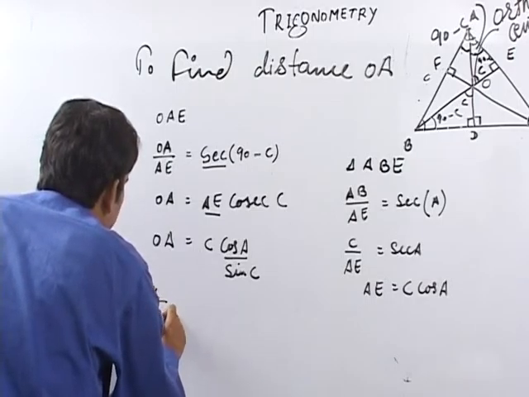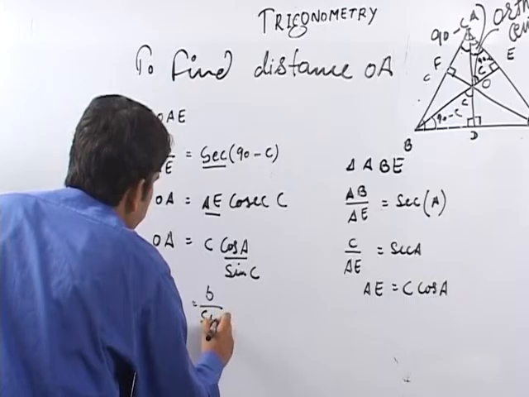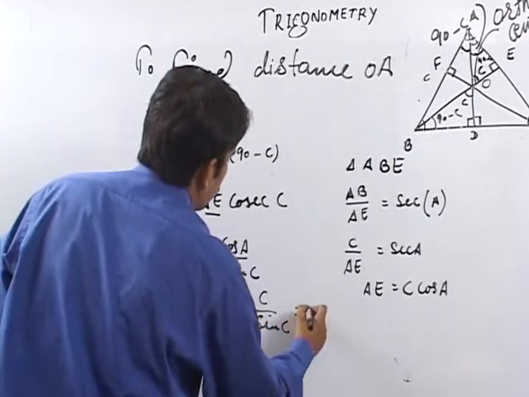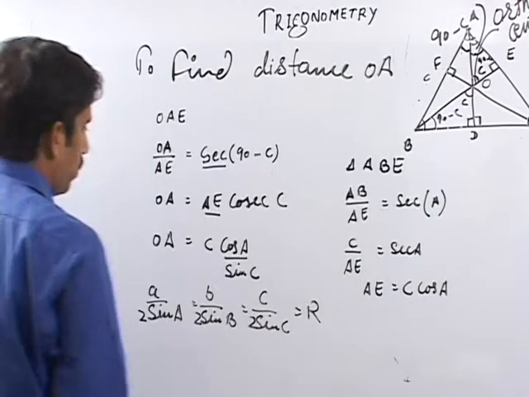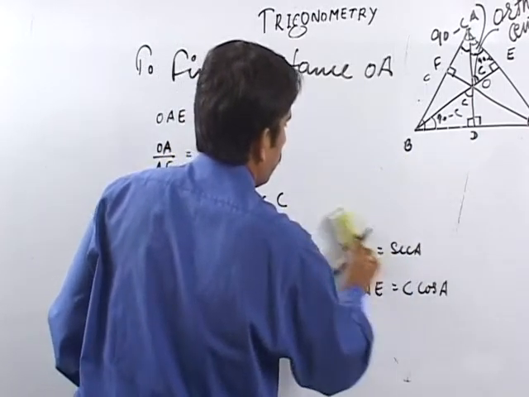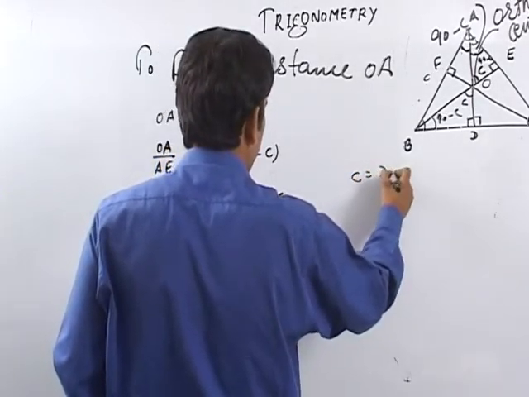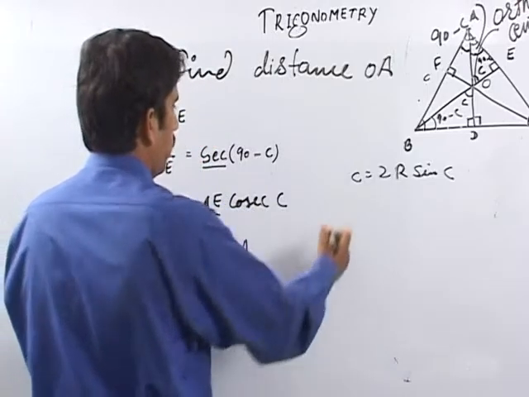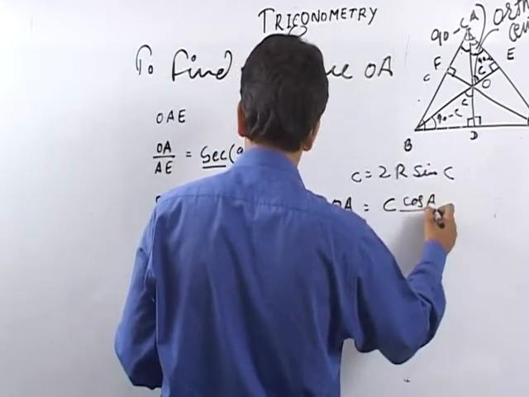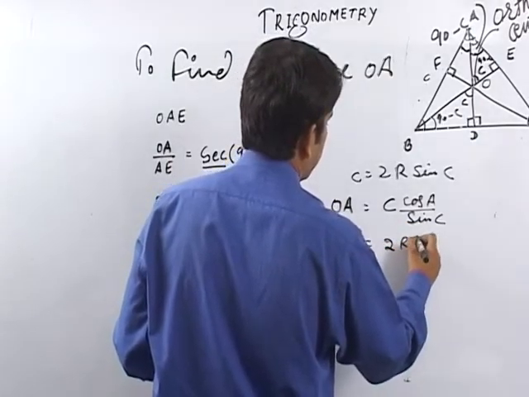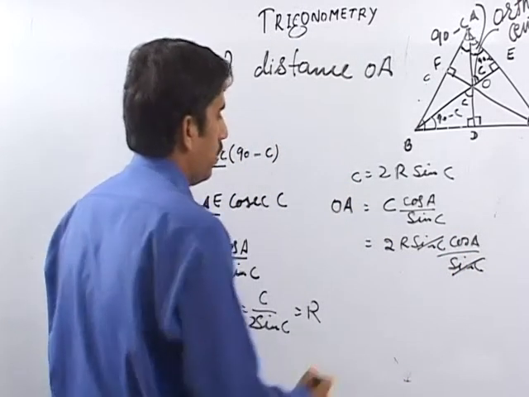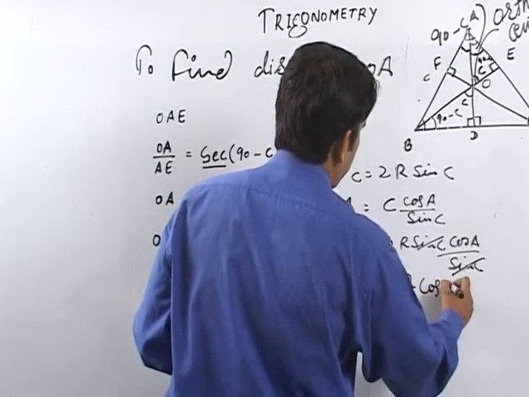Now we know the relation that a over sin A is equal to b over sin B is equal to c over sin C, and if you multiply it by 2, then this is equal to R. Now put the value of this small c from here, and you will get c is equal to 2R sin C. Put this value here, you will get OA is equal to c cos A over sin C, that means 2R sin C cos A over sin C. This sin C will cancel, and this will be equal to 2R cos A.